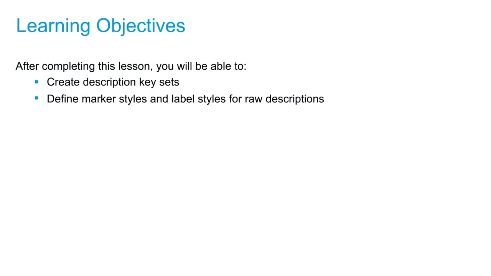In this drawing, we're going to create description key sets and define marker styles and label styles for a few raw descriptions. What description key sets do is they look at a raw description for a point and apply set styles and parameters to those points based on what the description is.